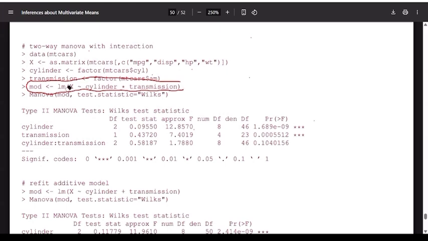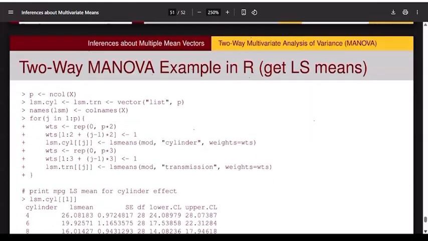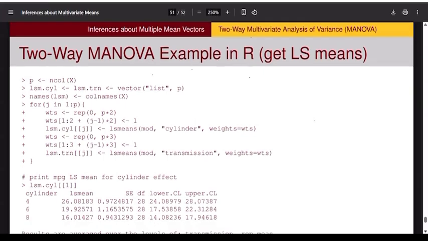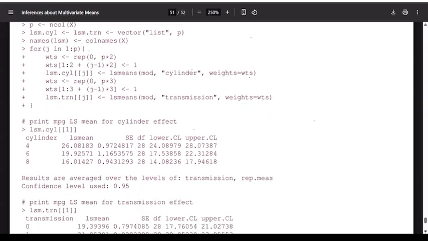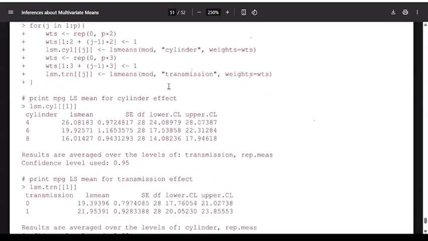Now, if that is taken, the next thing that we want to do is to also adjust for means. Okay, adjusting for means. We did that in multivariate one way. We also want to do that in multivariate two way. Okay, this is the code. This is the one for cylinder, and this is the one for transmission effect.